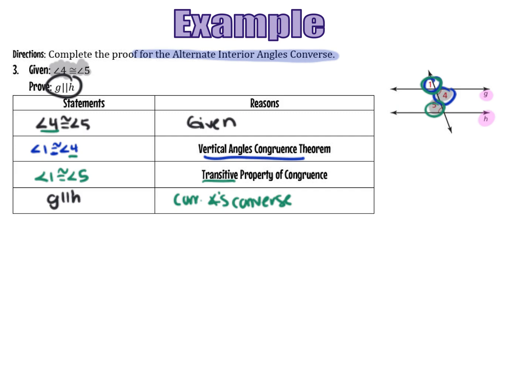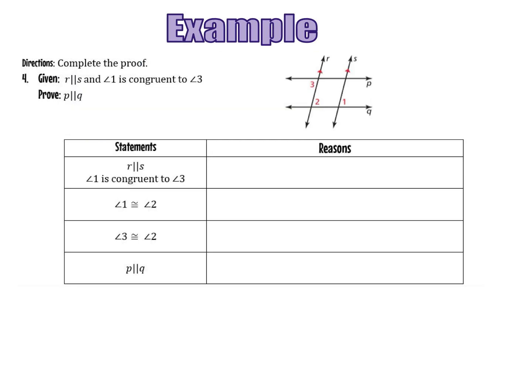Let's look at one more proof. On this proof, all of the statements have been given to you, and you're just trying to find the reason. So I'm going to encourage you to pause the video and see if you can do this on your own, and then unpause the video and see how you did. All right, hopefully you had time to work on this. We know these first two statements are given. So we are given that these two lines are parallel and that angle 3 and angle 1 are congruent.